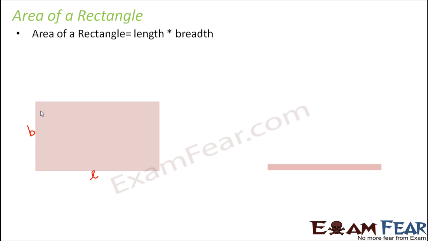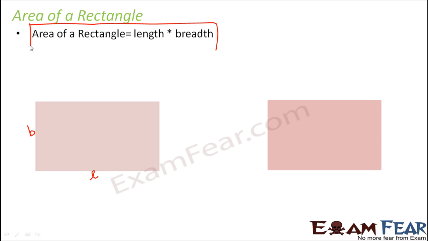You consider this rectangle to be made up of lines, each of length L, and then you stack many such lines one above another to form the rectangle. So basically you are adding one line of length L how many times? B number of times. So that is basically length into breadth. Therefore the area of a rectangle is given by length into breadth.